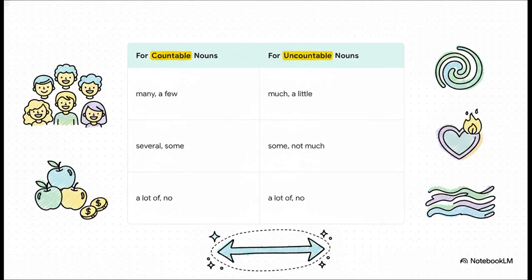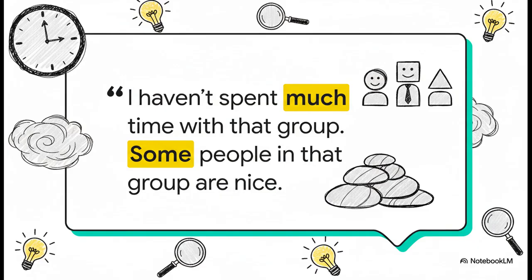Can you count it? For things you can count, like people or books, you use words like many, a few, or several. But for stuff you can't count, like time or water, you need to use words like much or a little. And notice how some words, like some and a lot of, are flexible. They work for both. And here's a perfect real-world example. I haven't spent much time. See, time is something you can't count, so we use much. But then it says some people, and you can count people, so some works perfectly. This lets the writer give us a really clear sense of the situation without getting bogged down in specifics.